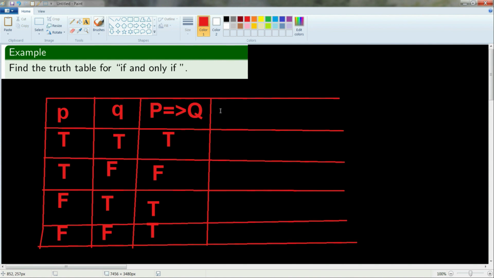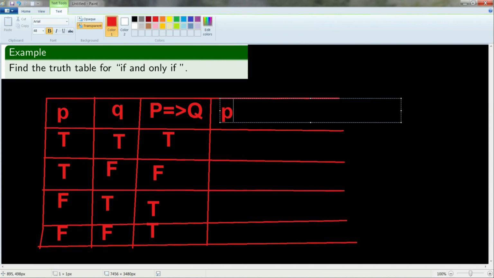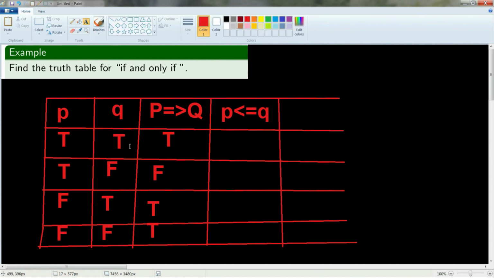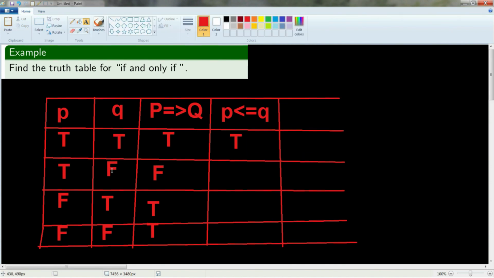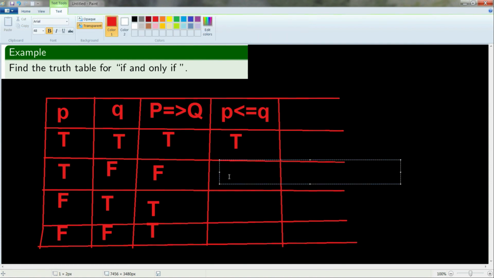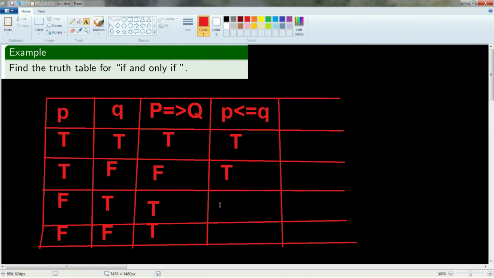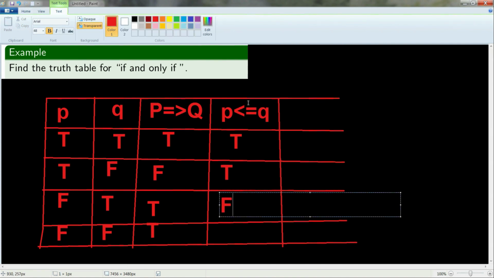Okay, so further, what is the truth table for P is implied by Q? Well, if Q is true and P is true, then that inference is also true. If Q is false, then it doesn't matter what P is. I have vacuous truth. If Q is true and P is false, then the inference will be false. And if Q is false, then again, it does not matter what P is.